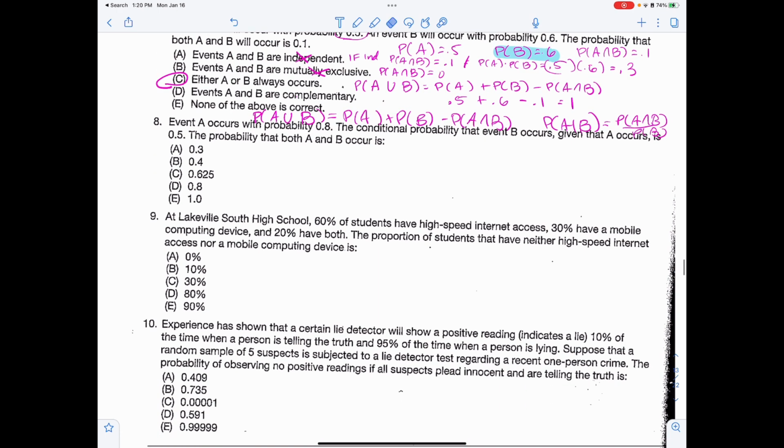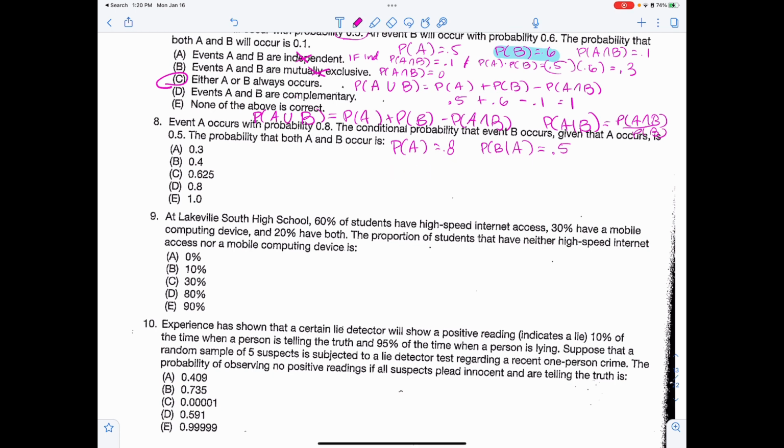Event A occurs with probability of 0.8. The conditional probability that B occurs given that A occurs is 0.5. The probability that both occur, so I want the probability that they both occur, which is A and B. So it wants me to just put in my formula.